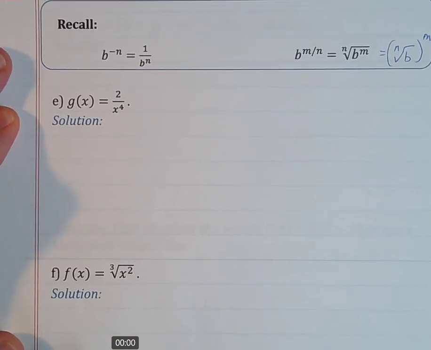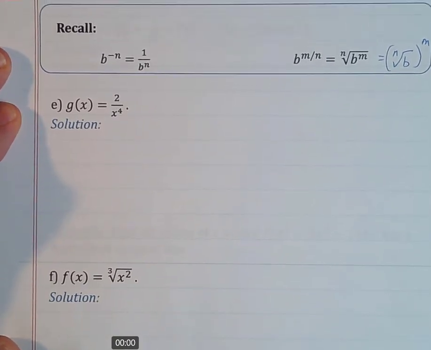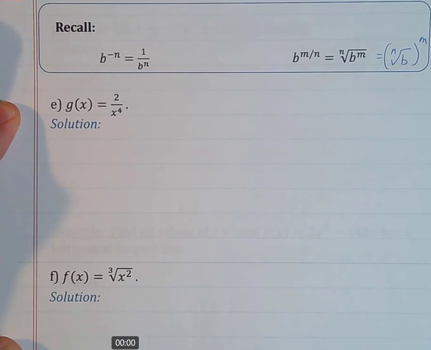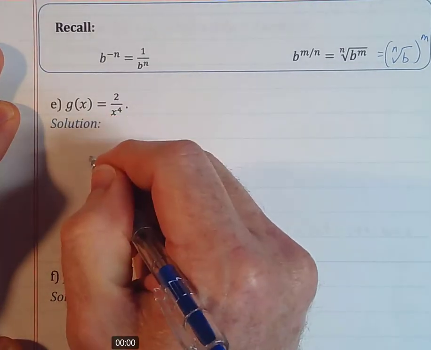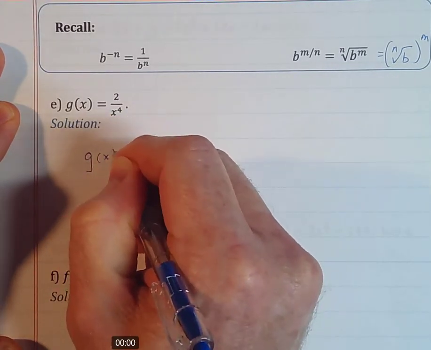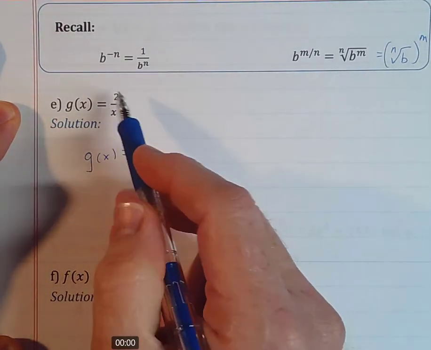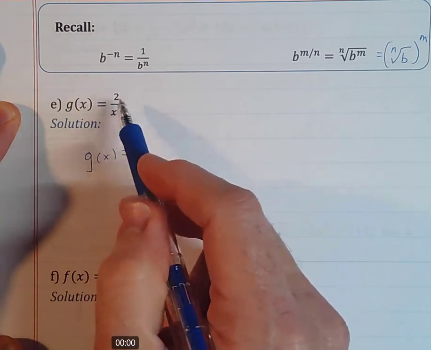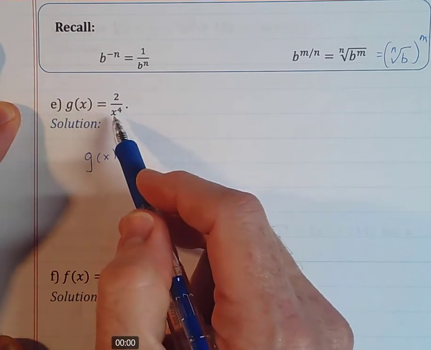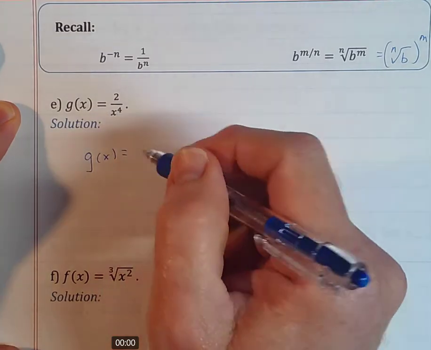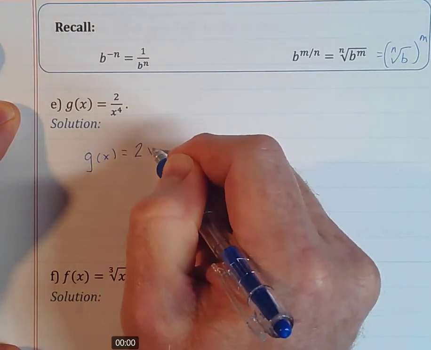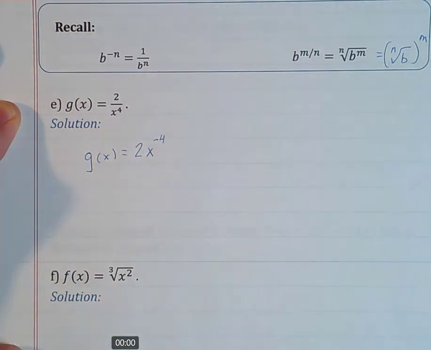Here we have g of x equals 2 over x to the 4th. And I want to find the derivative here. Well, my first step is going to be to rewrite this so that it fits one of those rules that we've seen. I don't really have a rule that fits exactly what's going on here in its present form yet, but I know I could rewrite this as 2x to the negative 4. And now it fits with one of our rules.